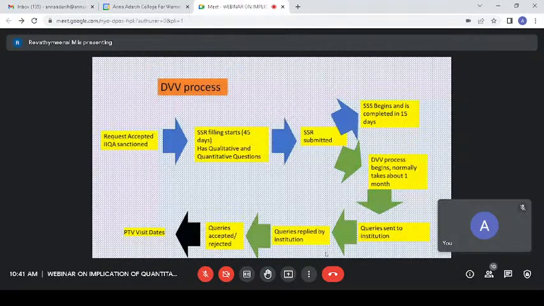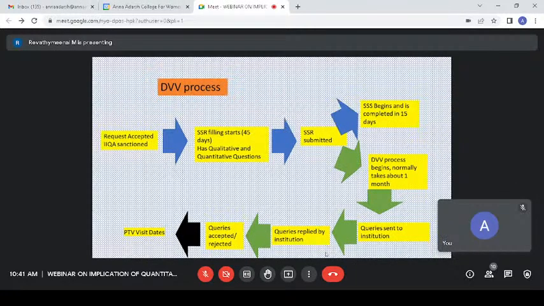Here you are able to see the DVV process. This SSS is going to count. If SSS completes early, for example, in one of the colleges, the SSS got over to 80% or 90% in just 2 days, the NAAC replied to the college saying that because 90% of students have replied to the links that were sent, we are now closing down the SSS and they could proceed faster. So you are able to see our effectiveness really counts.